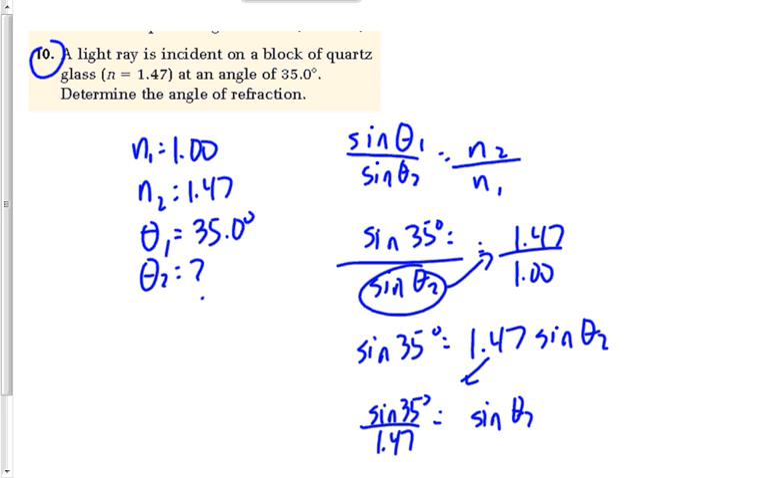How do we get theta 2 there at this point? Let's go sine 35 over 1.47 equals, get a number for that, and then let's take the inverse sine of that. When we do that, I'm not sure what we get, but I think we can all solve that now.